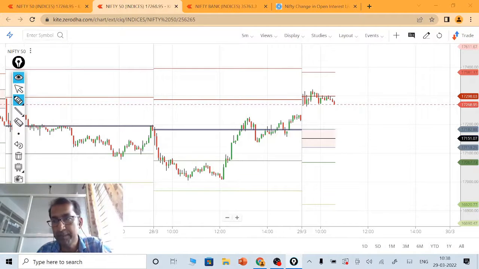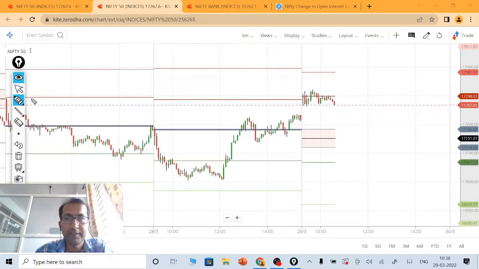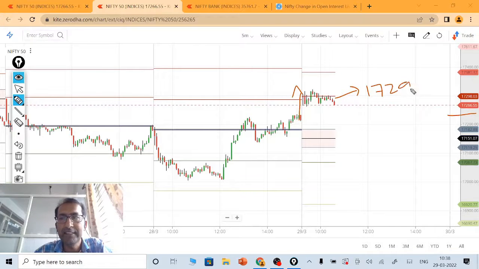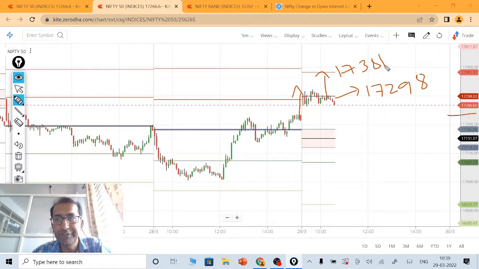Based on pivot points, let me give you the levels for today. Nifty has opened gap up. So you can see the gap up today. Now it is trading around 17,267. Nifty has got stiff resistance at 17,298. That is the first resistance Nifty is facing. Then if it takes out 17,300, there is a chance that Nifty can test 17,381. So that is the next level on Nifty.